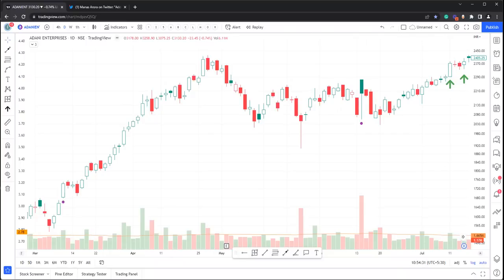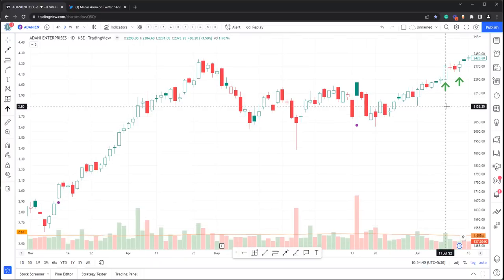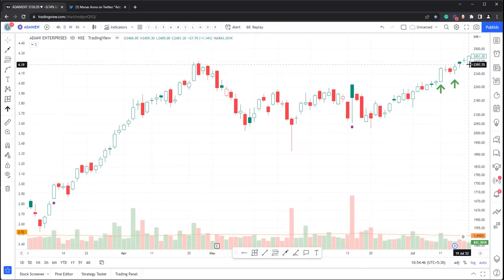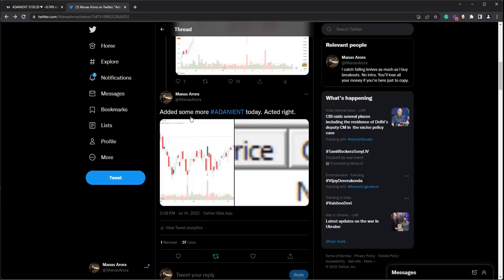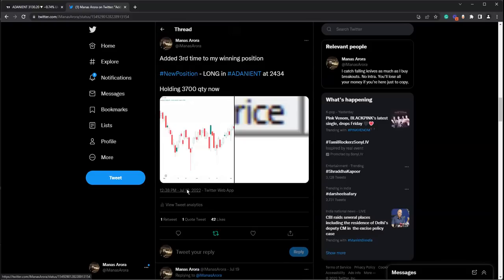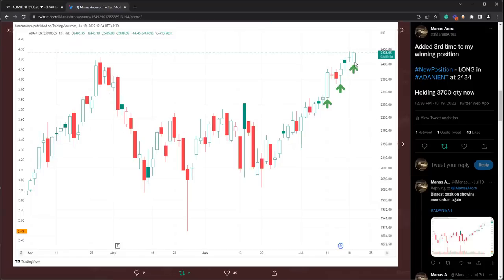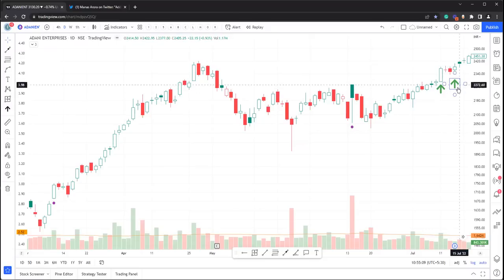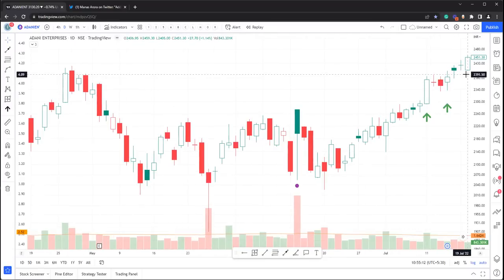Now, on the next day, I have again a very, very minor action, but again a higher closing. Another high closing. On 19th July, I added more on this day. Why did I add on this day?